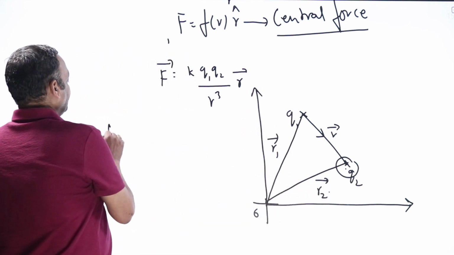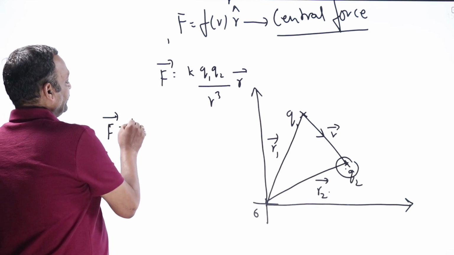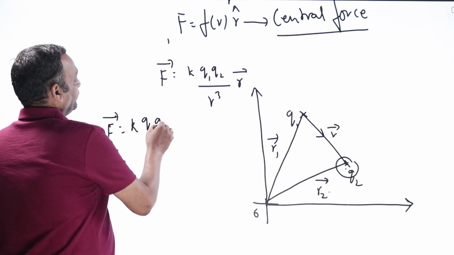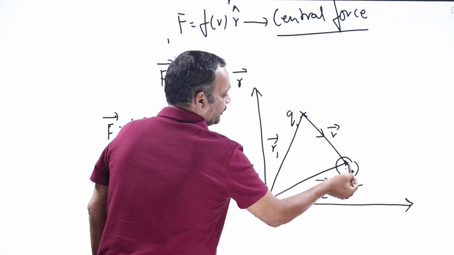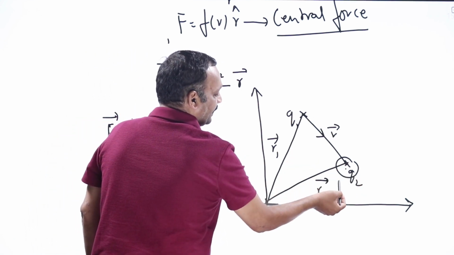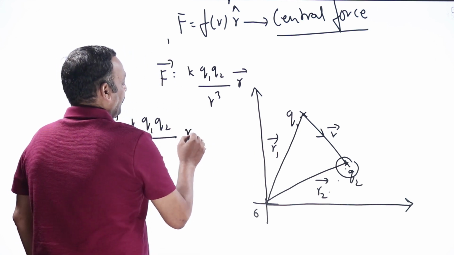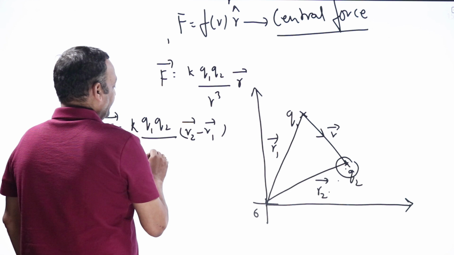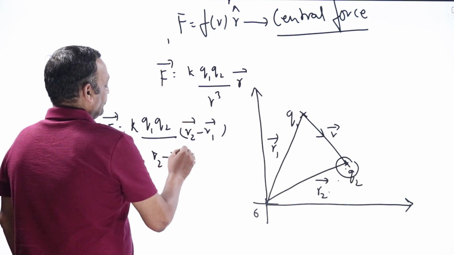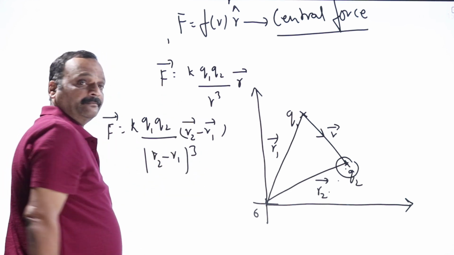Okay, that is F bar equal to K into Q1 Q2 by... what is the position vector of Q2 with respect to Q1? It is R2 minus R1. So R2 bar minus R1 bar by R2 minus R1 magnitude cube.